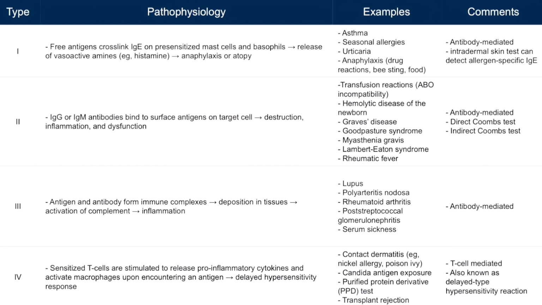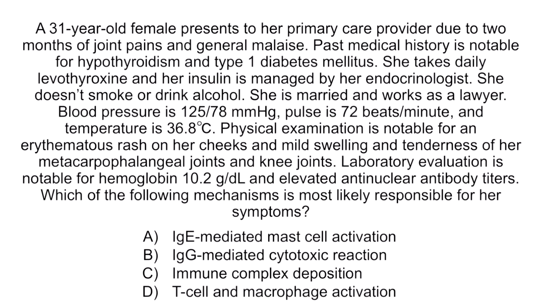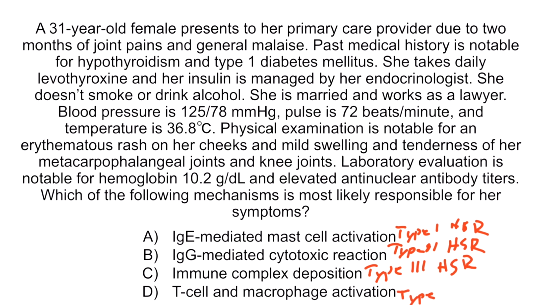Recall from this table that lupus is an example of a type 3 hypersensitivity reaction, and that these reactions are characterized by immune complex deposition. This is exactly why option C, immune complex deposition, is the correct answer. Option A, IgE-mediated mast cell activation, is a description of a type 1 hypersensitivity reaction. Option B, IgG-mediated cytotoxic reaction, is a description of a type 2 hypersensitivity reaction. And finally, option D, T-cell and macrophage activation, is characteristic of a type 4 hypersensitivity reaction.